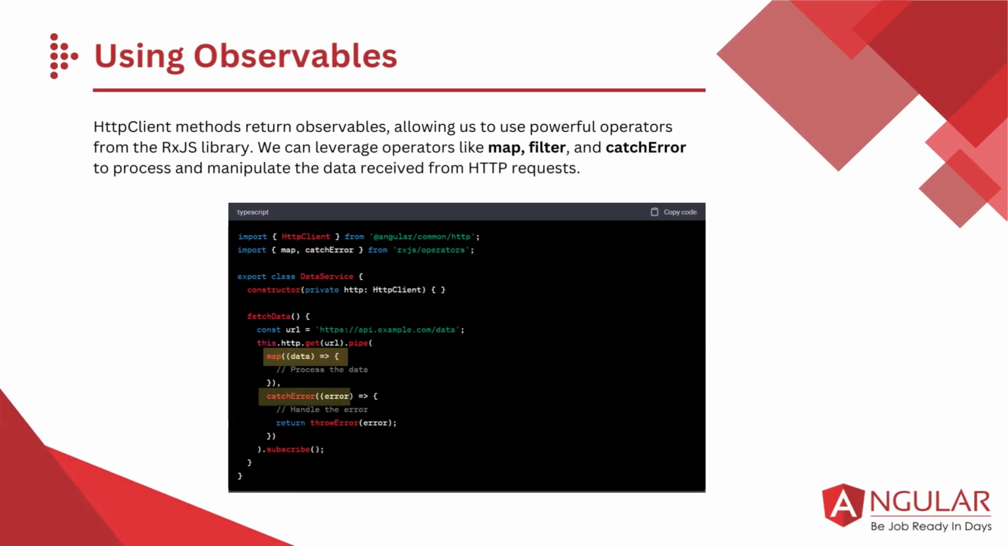5. Using observables. HTTP client methods return observables, allowing us to use powerful operators from the RxJS library. We can leverage operators like map, filter, and catchError to process and manipulate the data received from the server.